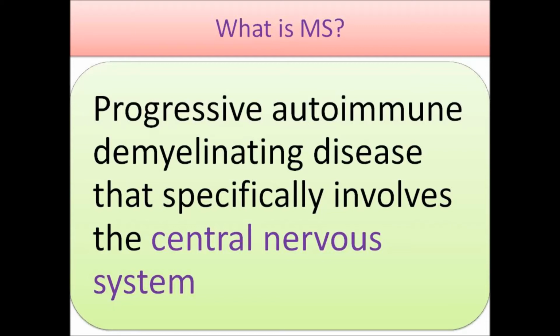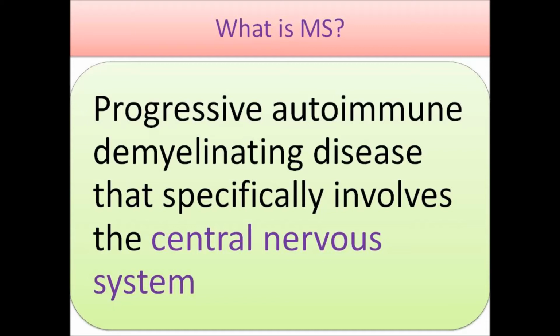Multiple sclerosis is a progressive autoimmune demyelinating disease that specifically involves the central nervous system. So, this is a disease of the central nervous system. Multiple sclerosis never ever involves the peripheral nerves. It is the most common demyelinating disease, and it is the most common cause of disability in the middle age group.